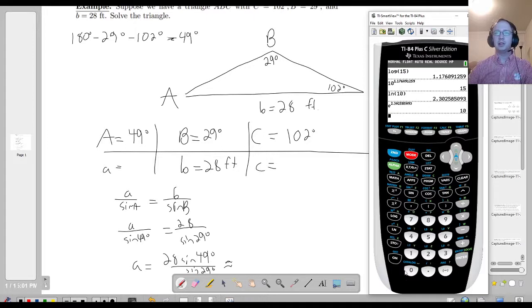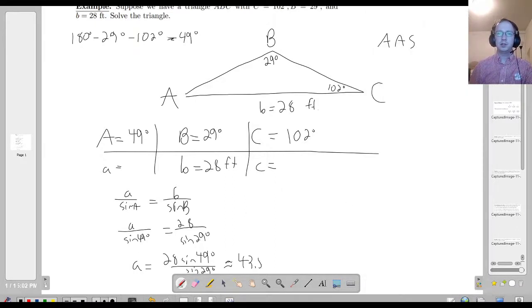Now I'm going to go ahead and do that calculation. 28 times the sine of 49 degrees divided by the sine of 29 degrees. Let's see what that is. I'm coming up with 43.59. And because I have units here, let's put the units, which are feet.